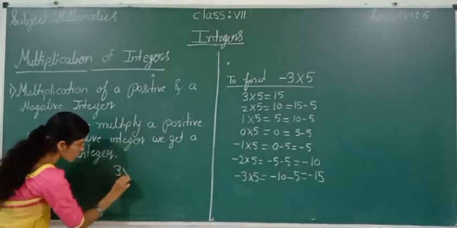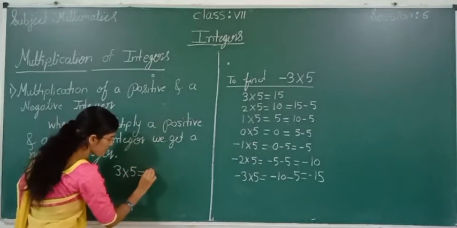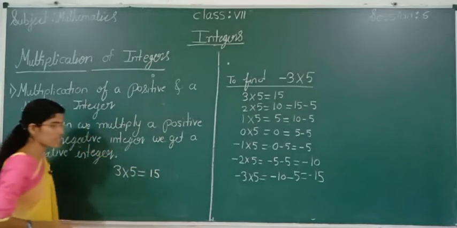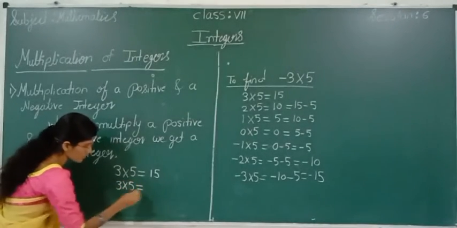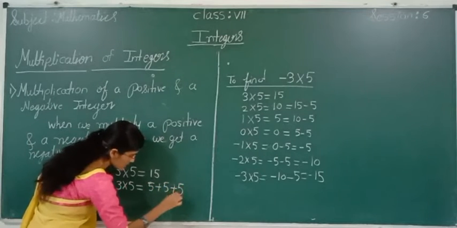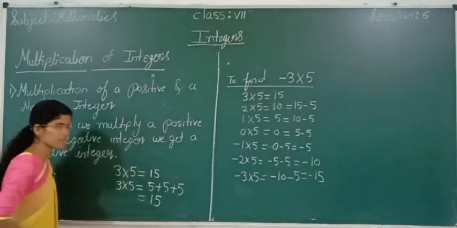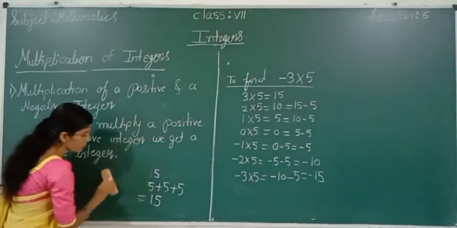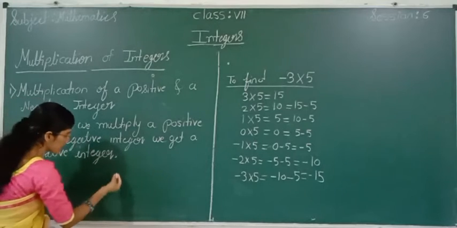If I ask you what is 3 into 5, you will tell me 3 5s are 15. Multiplication of whole numbers is nothing but what? Repeated addition. Yes, 5 plus 5 is 10, 10 plus 5 is 15. Now we will take one positive integer and one negative integer and check.